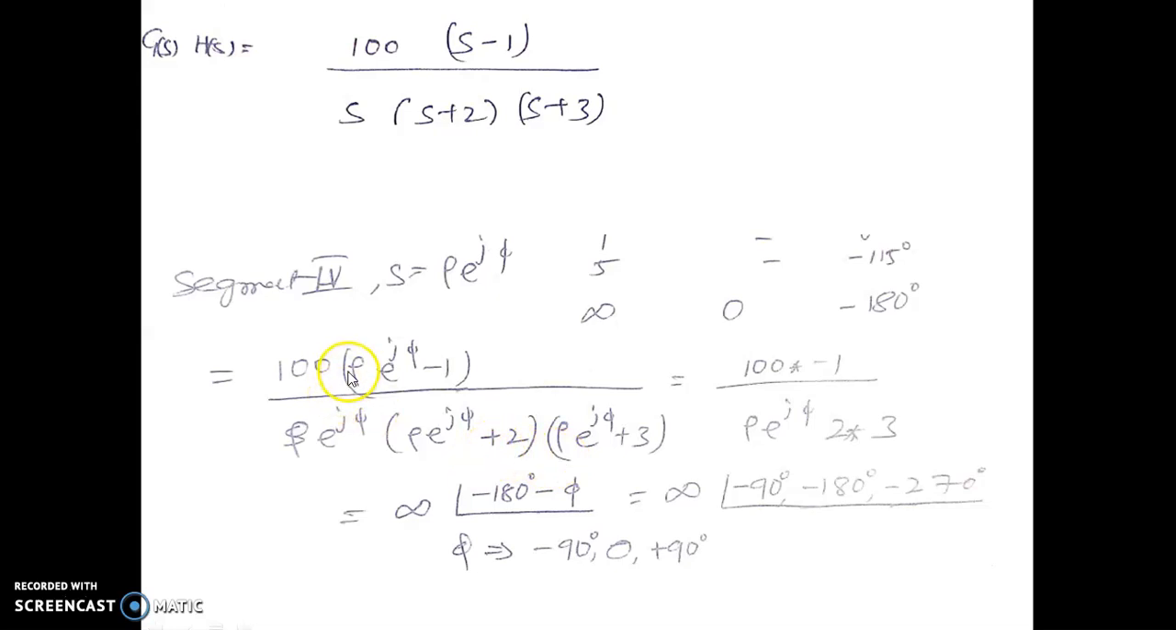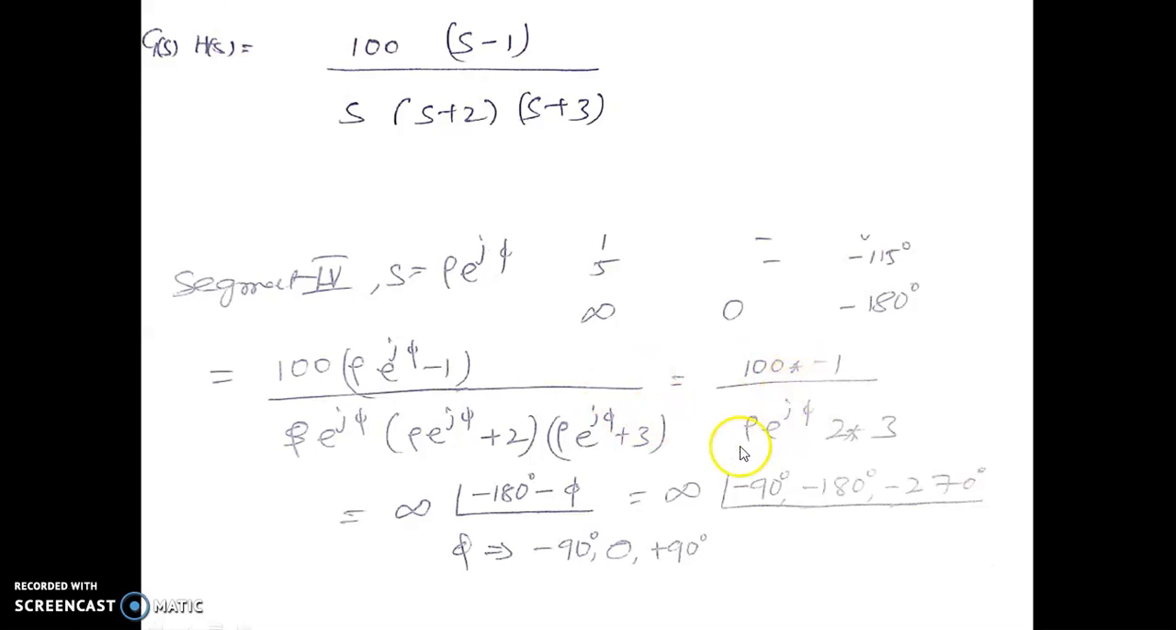Here you can see S is replaced, and you can carefully notice that as rho tends to 0, this term will become 0. You end up with minus 1, that is the 100 minus 1, whereas in the denominator I have 2 and 3, that is 2 into 3, and of course rho e power j phi. So please notice that there is a minus 1 here. This has to be very carefully considered.